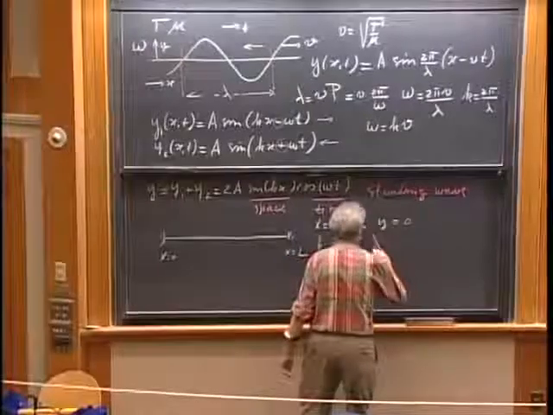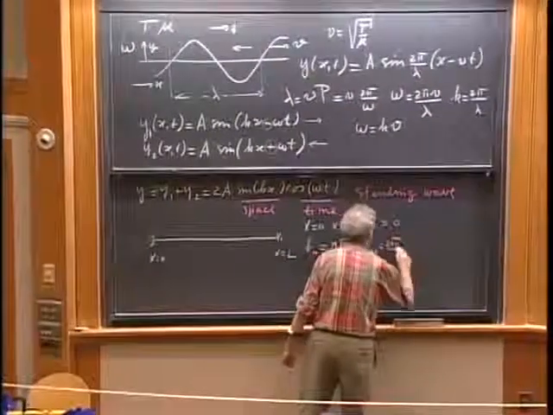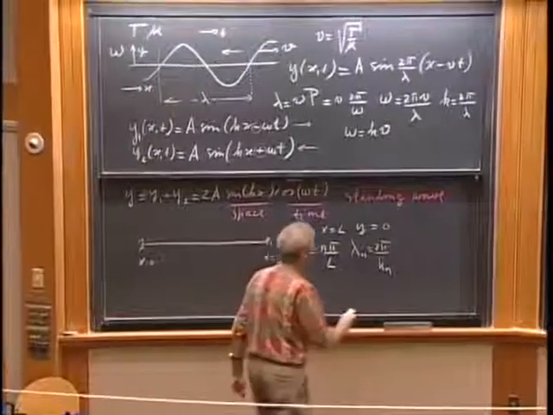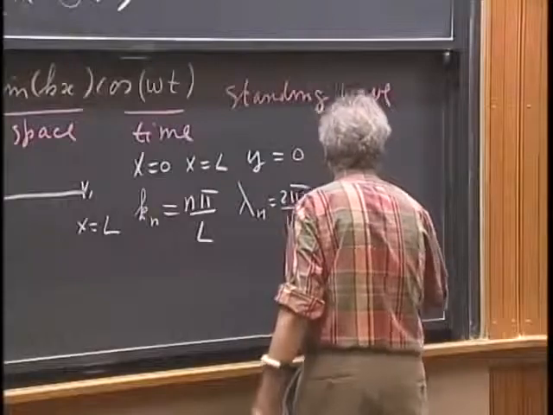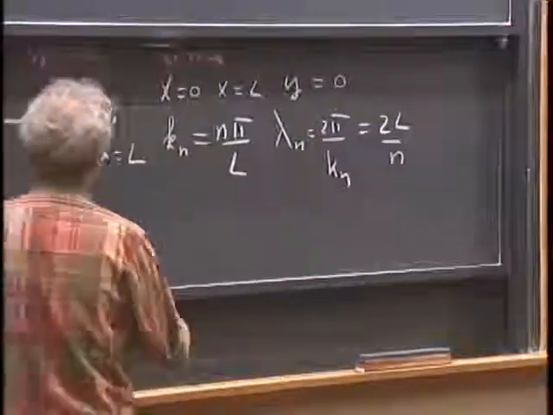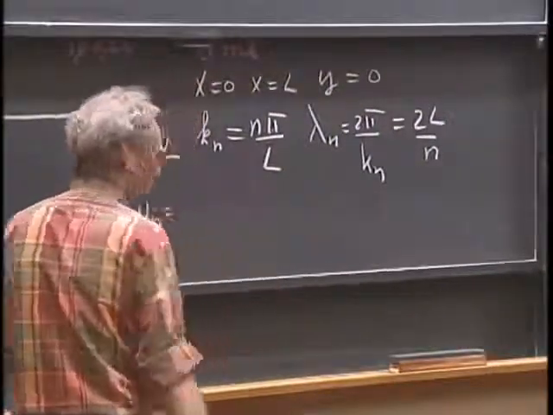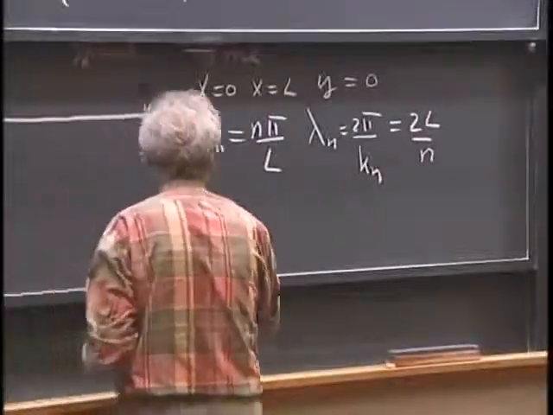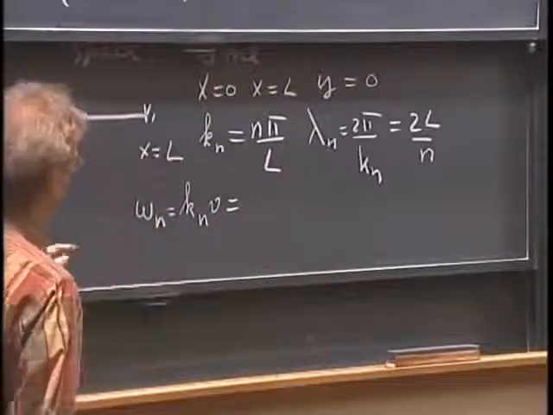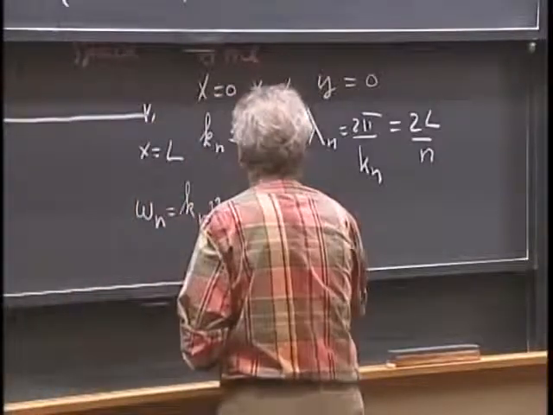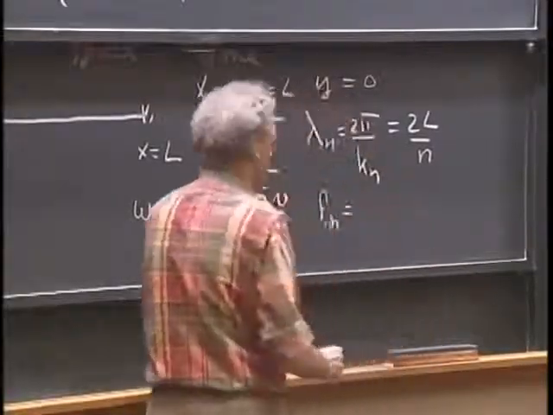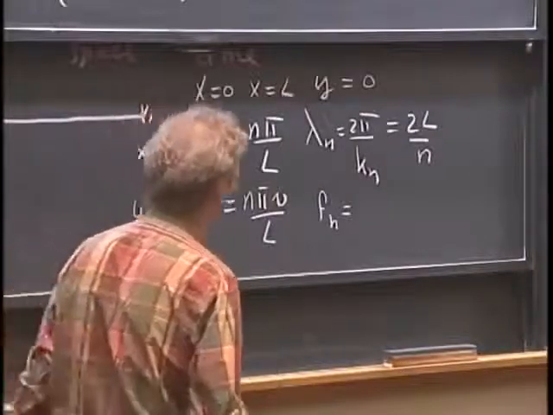So lambda n, which is 2 pi divided by k n, that's the way that I defined k n, then becomes 2L divided by n, n being 1, 2, 3, 4, 5. Omega n, which is always k n times v, therefore becomes n pi v over L. And the frequency in hertz, if you prefer that, is 2 pi smaller, would become n v over 2L.